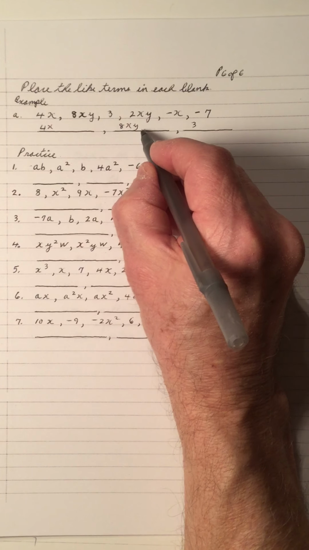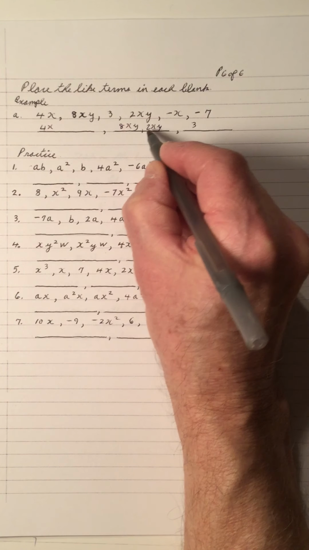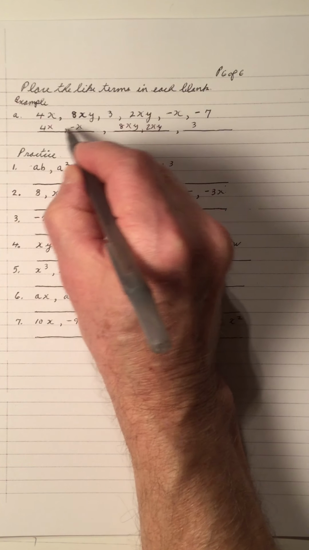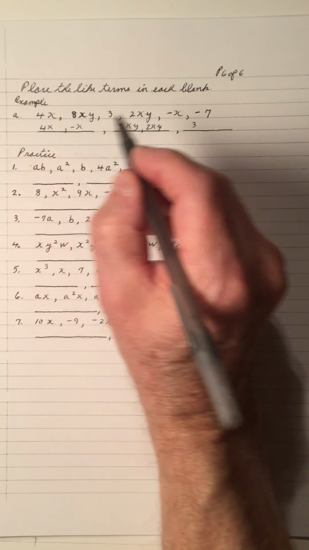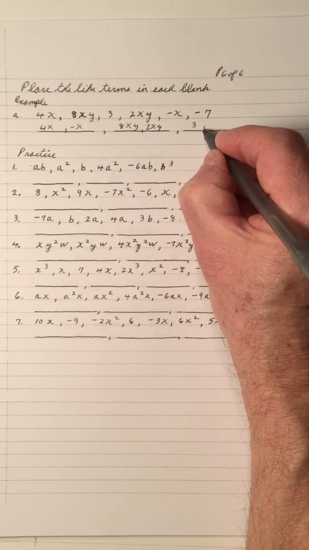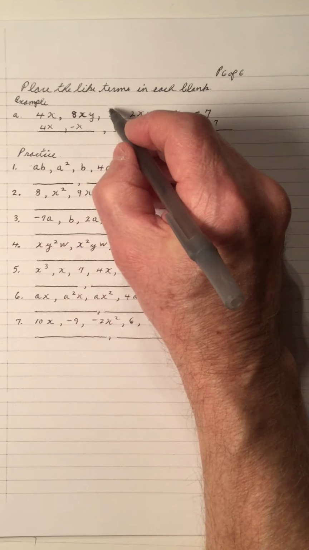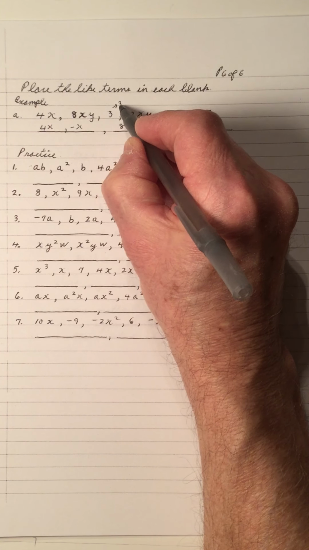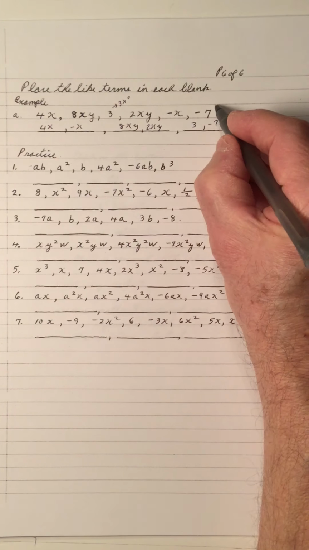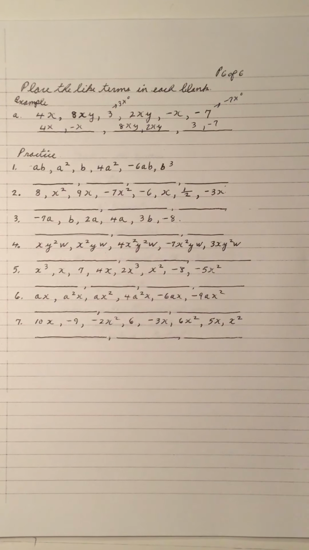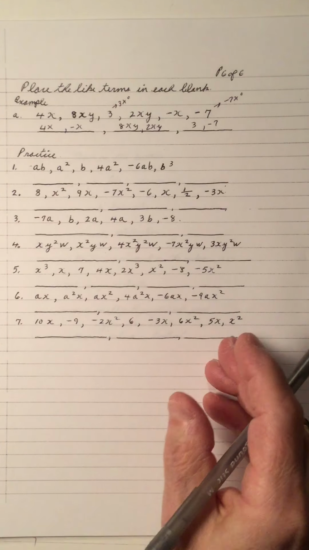2xy, where does it go? Well, it goes right there, because I have to have an xy. Negative x goes right there. 4x and negative x are like terms. And negative 7, that's a constant term, because why? That's understood to be 3x to the 0. And that's a constant term. A constant term is a number.